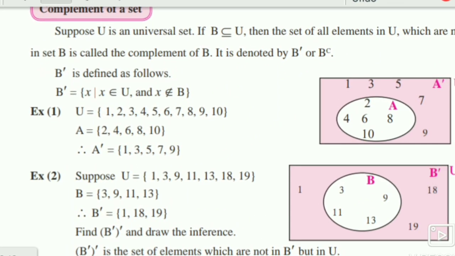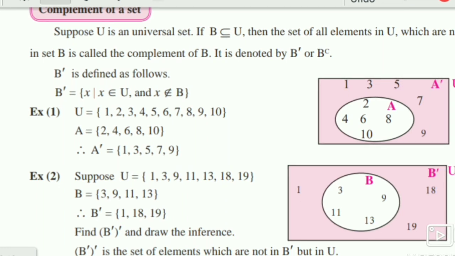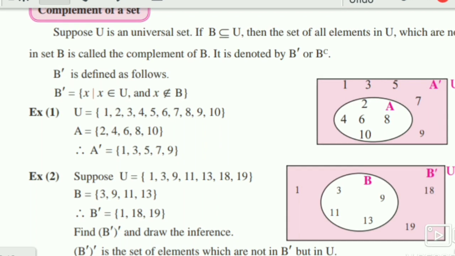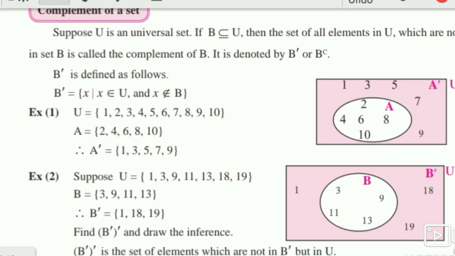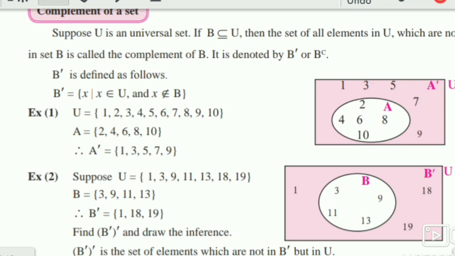See here how it is defined. B complement is equal to x such that x belongs to the universal set and x does not belong to B. Okay. Example, let us see an example.